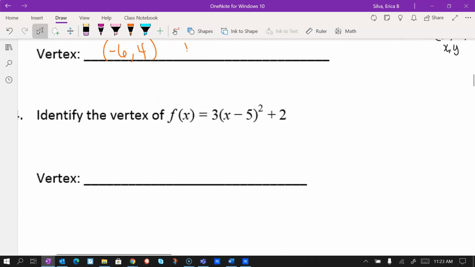So when we write our vertex, we've got -6 and -4. Same idea for this one. If we need to find the vertex, we look at this number, that's h. Remember, it's always opposite sign. So it's a +5. Your k is equal to 2. So our vertex is at 5, 2.